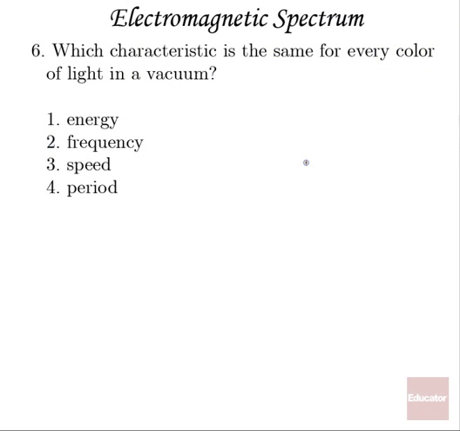Number 6. Which characteristic is the same for every color of light in a vacuum? Well, obviously the answer to that must be speed. All electromagnetic waves have the same speed in a vacuum, 3 times 10 to the 8th meters per second.